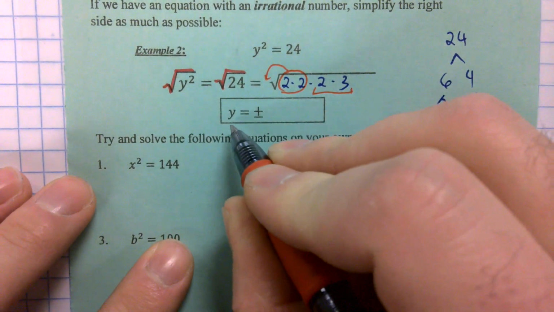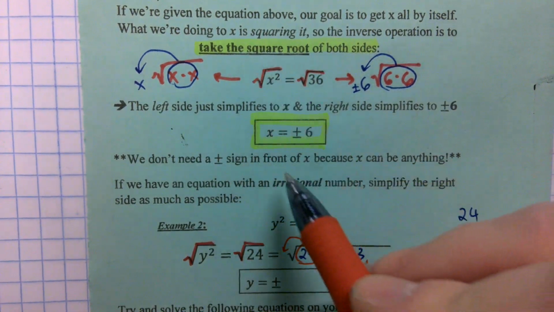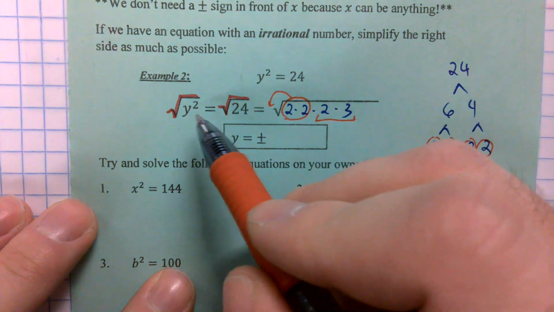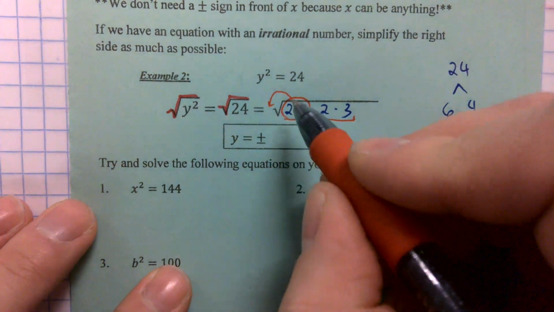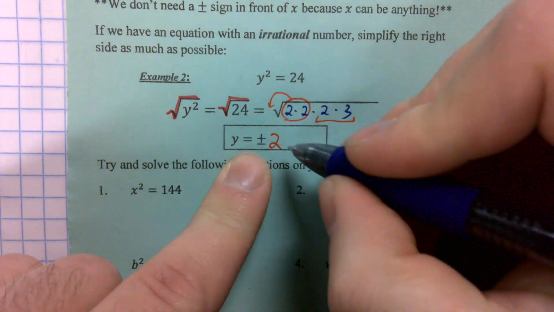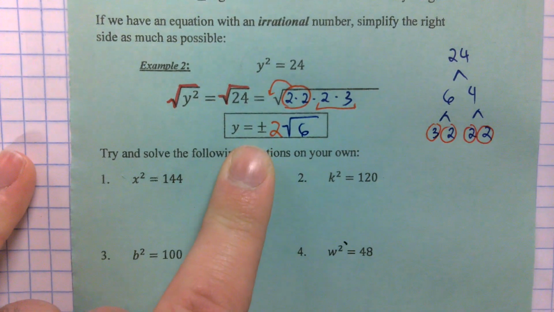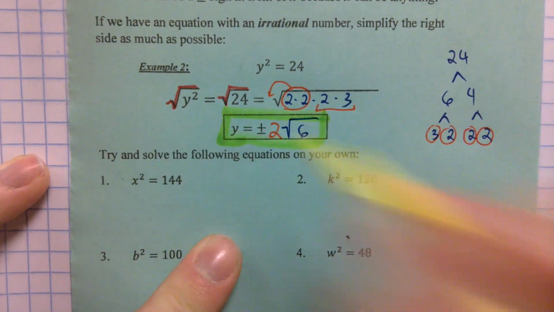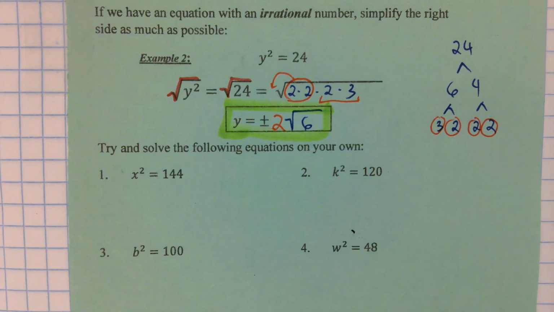So my answer, like we saw up here, my x squared, when we take the square root, just simplifies to x. My y squared, when we take the square root, just simplifies to y. My 2 came out in front with a plus or minus sign. And inside my square root is what? 6. Boom. There's our answer. Y is equal to plus or minus 2 root 6.